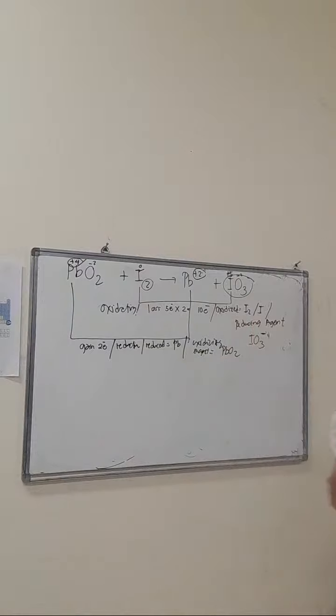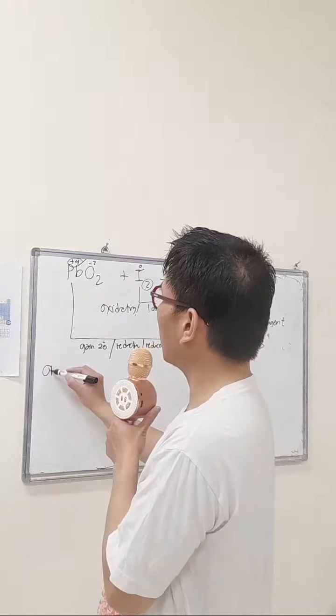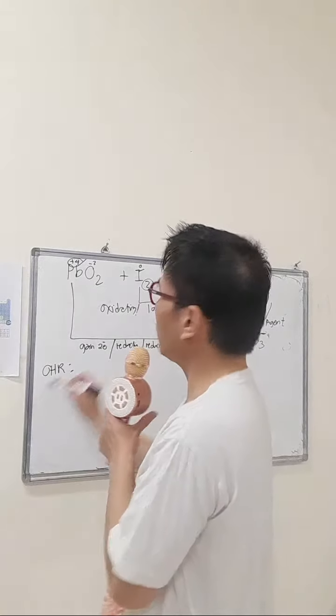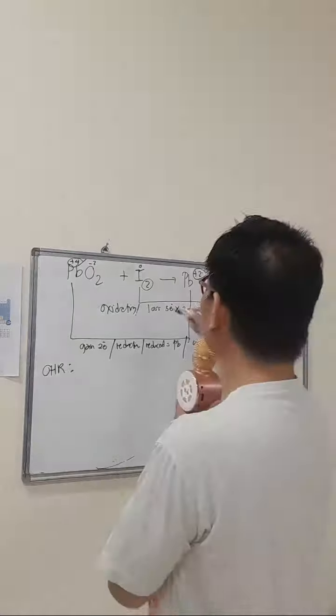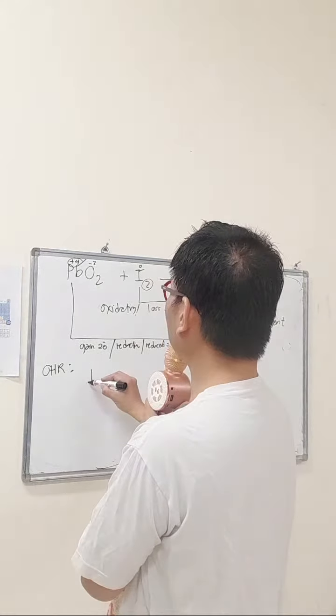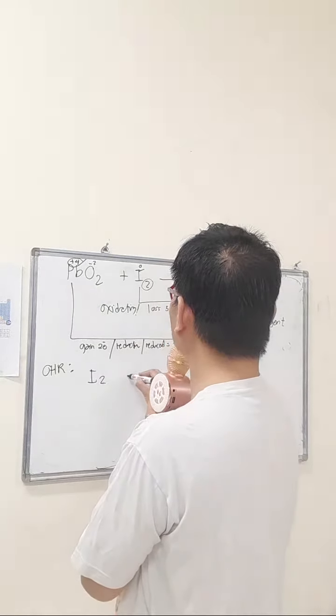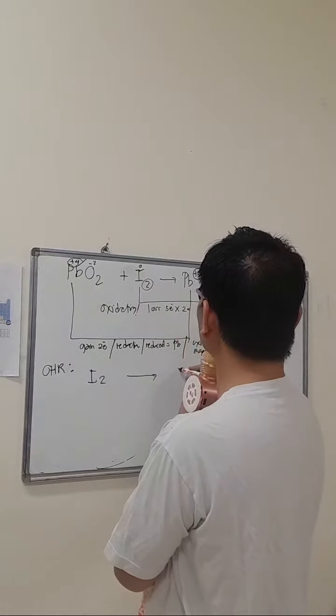Like that. Now do the half reaction. So the oxidation half reaction. The oxidation half reaction is this one: iodine gas is equal to iodate.